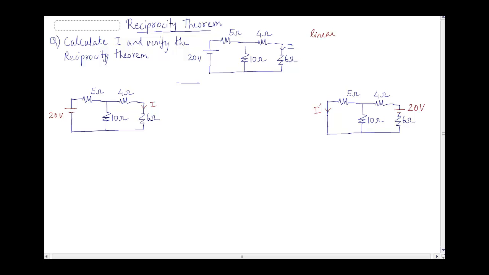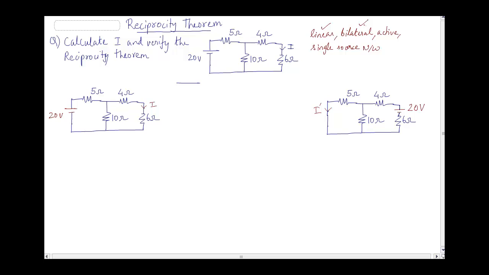linear, then bilateral, then active, and single source network. Single source network. So let's see one by one. Linear means it should not have any nonlinear device like diode, transistor, or anything. So this circuit is linear, no problem.